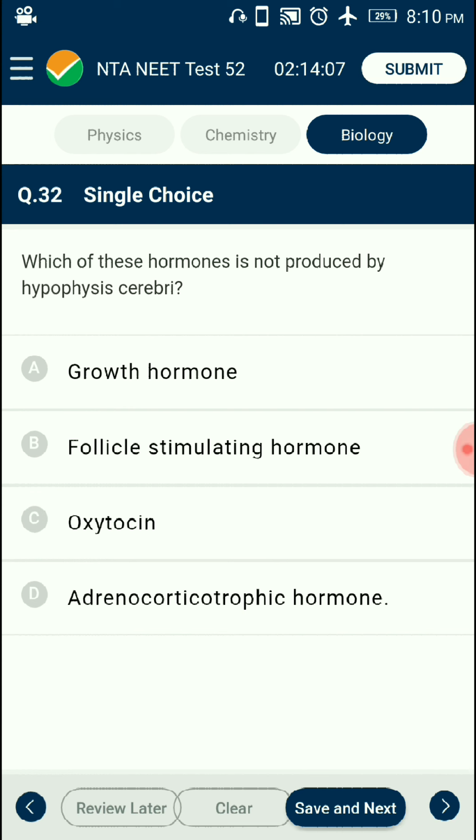The neurohypophysis, also known as posterior pituitary, stores oxytocin and vasopressin. It does not produce these hormones. They are produced by the hypothalamus and are transported and stored in the posterior pituitary, from where they are released. So the answer for this question is option C. Oxytocin is not produced by hypophysis cerebri.